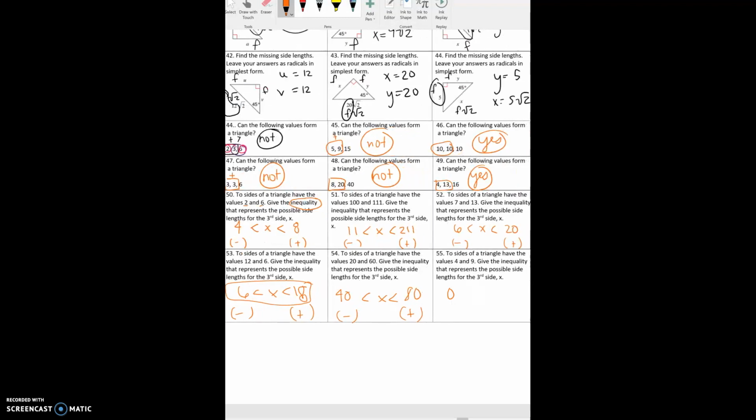Last question. Subtract, then add. So it will be 5 is less than x, which is less than 13. And that's the end of the Unit 10 paper review.